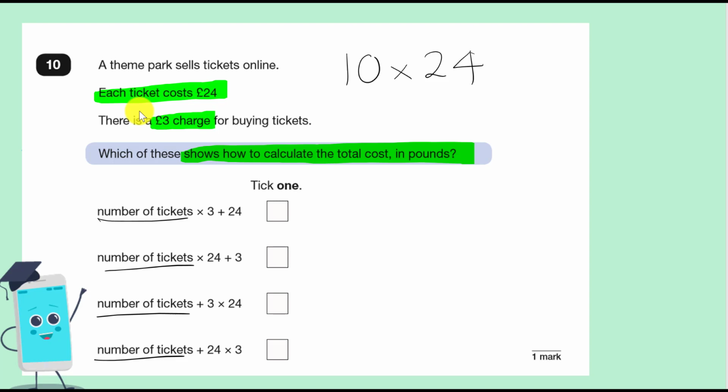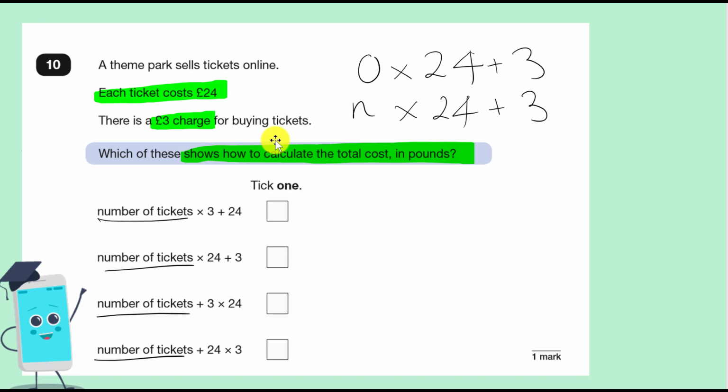So I'm going to write n times 24 underneath, n to stand for number of tickets. I'm just using an imaginary number of 10. There's also a £3 charge for buying tickets. So after I've multiplied my 10 tickets by £24, I need to also add a £3. That's going to tell me how much my tickets cost.